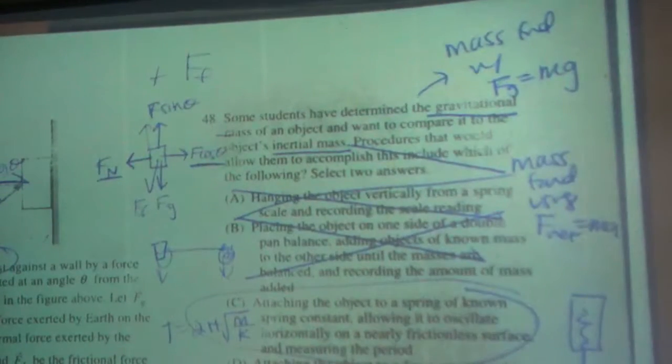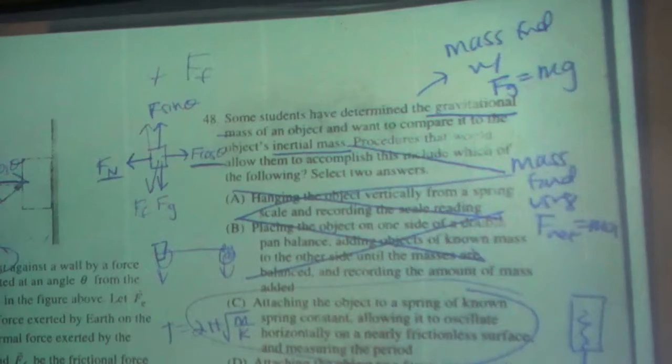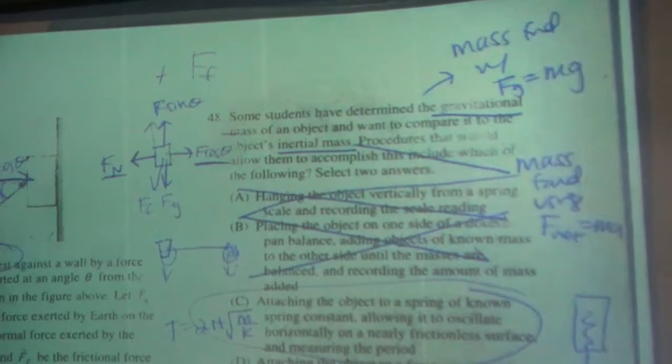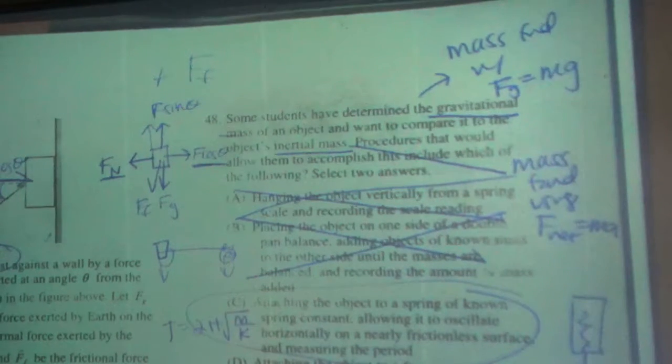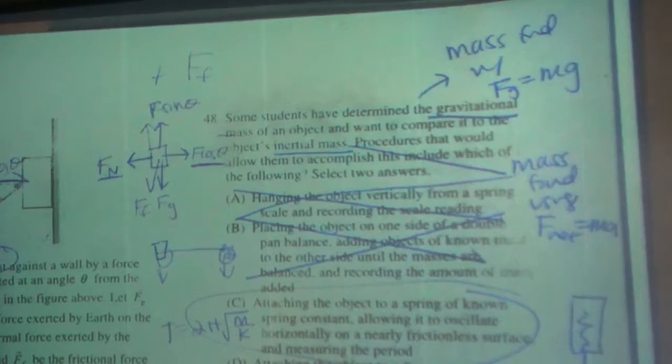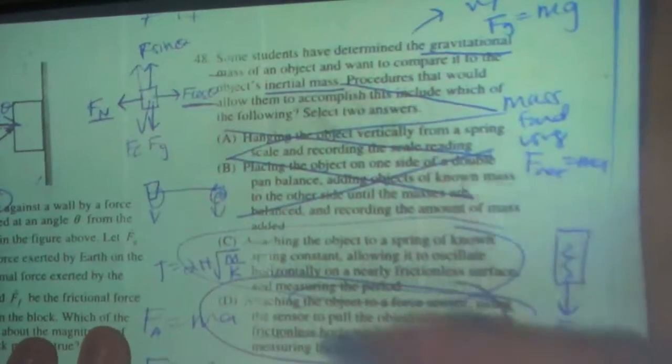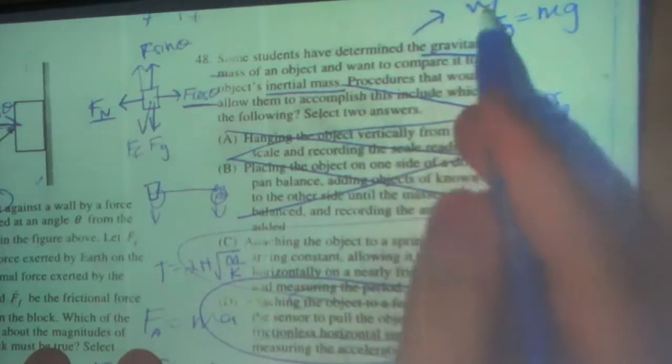D, attaching the object to a force sensor, using the sensor to pull it across a nearly frictionless surface and measuring the acceleration. That would be using F equals ma, this applied force with no friction. That would be the inertial mass. So these two did not use the force of gravity to find the mass, so that's inertial mass. These two would be actually the gravitational mass, which isn't what they're asking for.